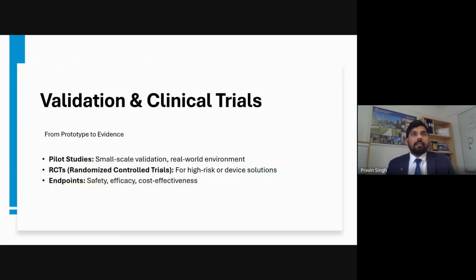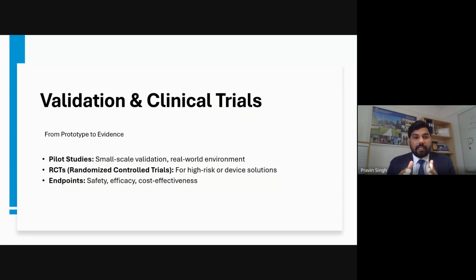So next is validation and clinical trials. A prototype must be validated through real-world testing before full-scale production. There are different types of validation, like pilot studies, which are small-scale validation in a real-world environment, and then randomized controlled trials, that is RCTs, which are required for high-risk medical devices. The key endpoints are safety, efficacy, and cost effectiveness.